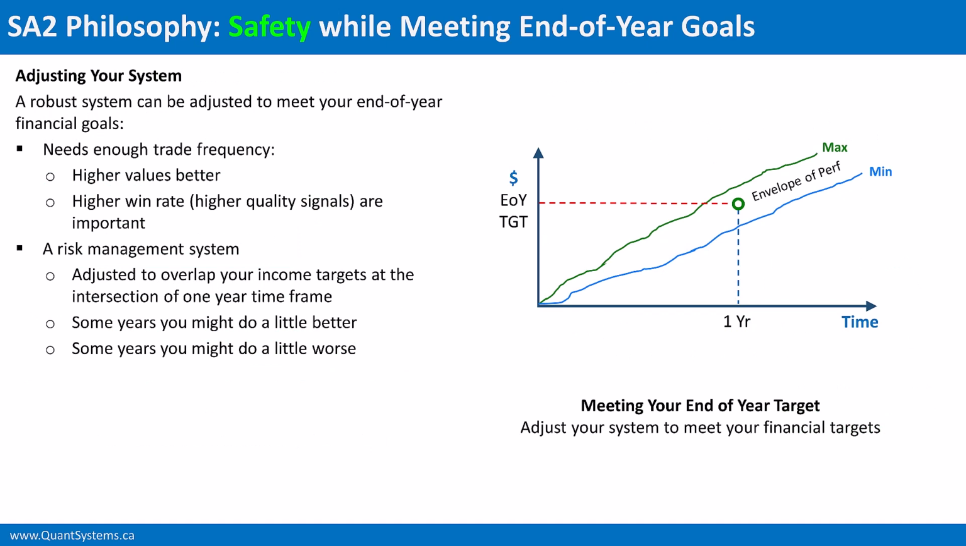Now, this will give us an envelope of performance for that system with a known maximum and minimum. And through risk management, we position it in such a way that our end-of-year targets fall somewhere within that envelope of performance, so that we know if we continue to trade in that manner, somewhere close to the end of the year, we're going to be able to meet our financial targets with very, very low probability of experiencing ruin along the way. This is what I teach in the Systems Academy 2 program, and that's what I do for my own trading, which is summarized as safety while meeting your end-of-year goals.